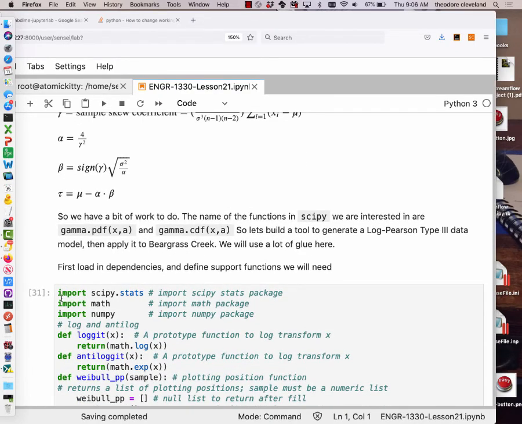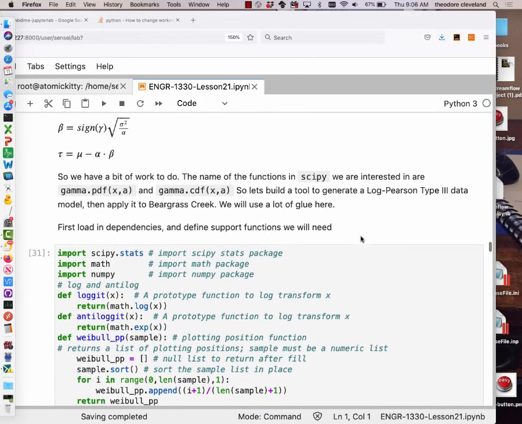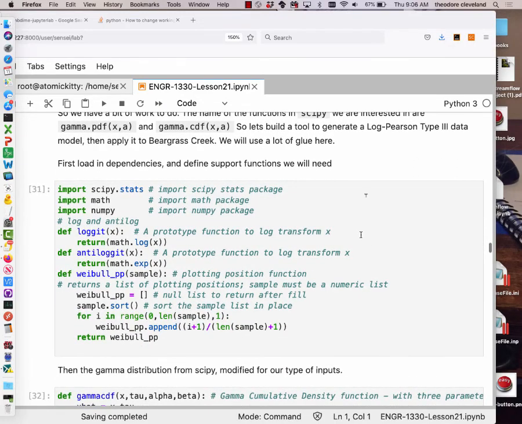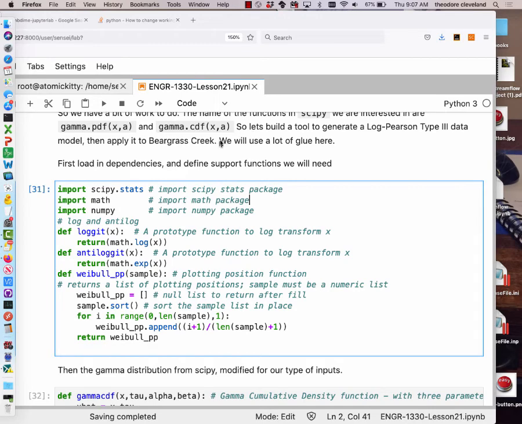Now we have almost everything. We've got the name of the function in SciPy. We want to get the CDF function, so let's go to the tool to generate all Pearson type 3 and class paragraph 2. And here I have a statement that uses a lot of glue.